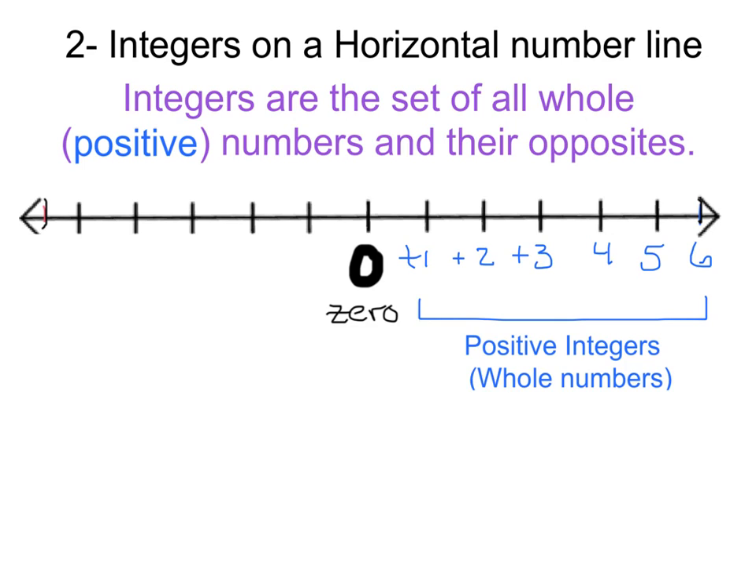Now, as we went to the right, we were increasing. Our numbers got bigger. This arrow represents that as we go to the right, our numbers will keep going. So our next numbers would be 7, 8, 9, etc.